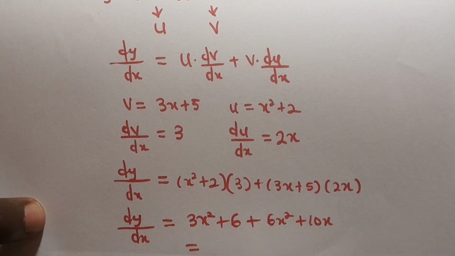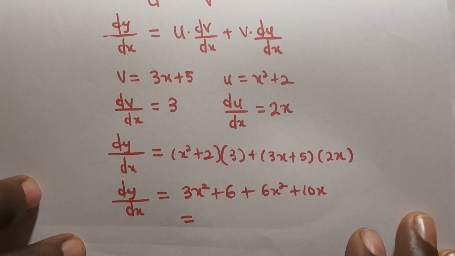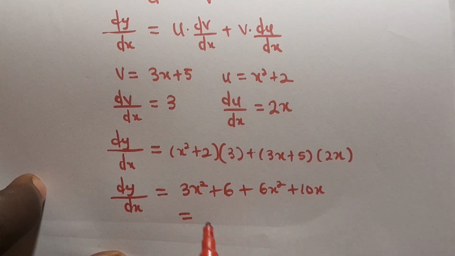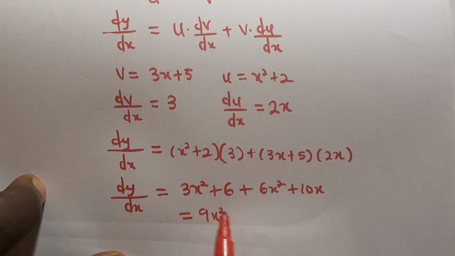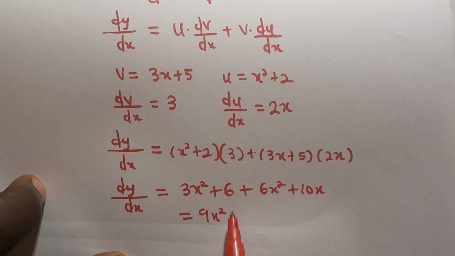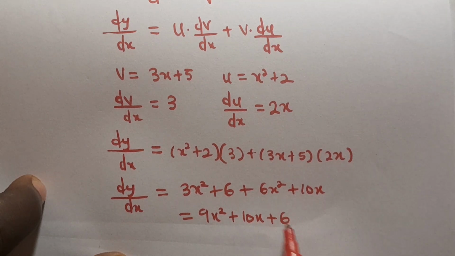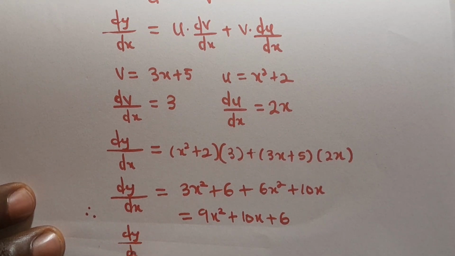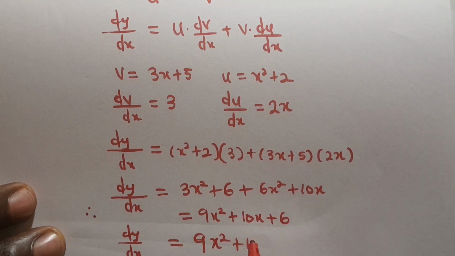So we have 3x squared plus 6x squared will be 9x squared, plus 10x plus 6. So therefore, dy/dx equals 9x squared plus 10x plus 6.